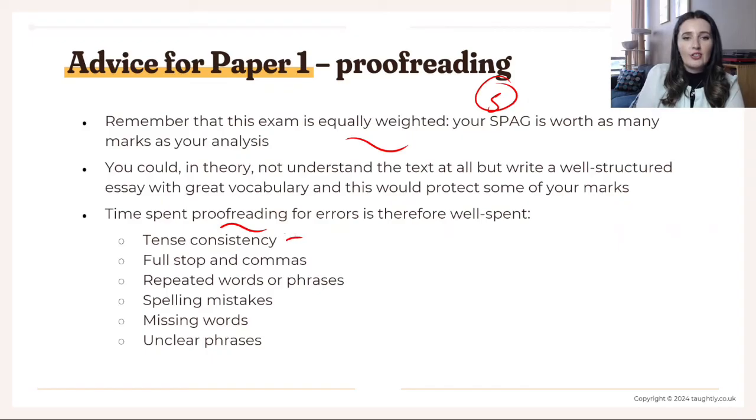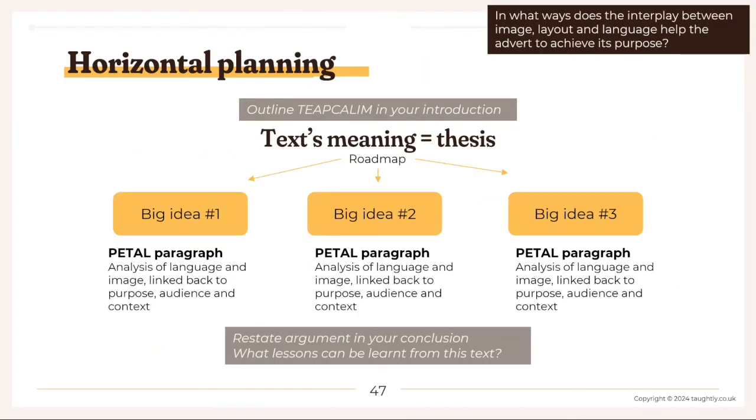So you should check that your tenses are consistent, that your full stops and commas are used correctly, check that you're not being repetitive in your word choices or phrases, check for any spelling mistakes or missing words or any phrases that you think are unclear. Do spend that 5 to 10 minutes at the end proofreading your work. It will pay off. Do take a screenshot of this or download the worksheet, but here is a reminder of the horizontal planning. This is your key takeaway for today's lesson.